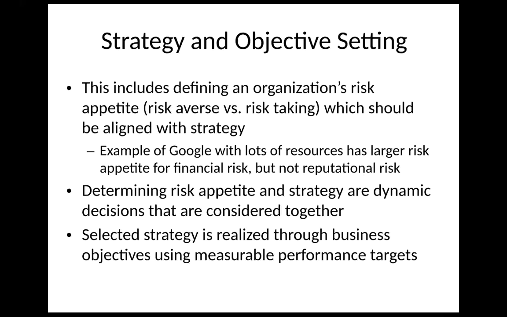Next bullet: determining risk appetite and strategy are dynamic decisions that are considered together. Your strategy, where you're willing to go, and how willing you are to expand quickly can certainly be part of that too. And the selected strategies are realized through business objectives using measurable performance targets. This is nothing new from a strategy standpoint. Everything should be metrics driven or data driven. How do you know you're doing well? And what's the end result of achieving your strategy should be part of that. And again, that's where risk appetite comes into play.